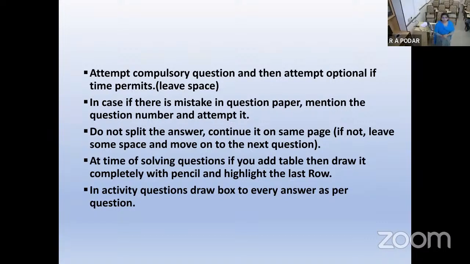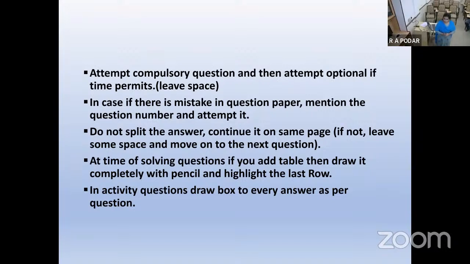Don't split the answer. Continue it on the same page. यहाँ पर मेरा मन किया question A first I will write here and then I didn't remember that answer. So you will leave the space and go on to the next question. When you remember it, continue below that question.